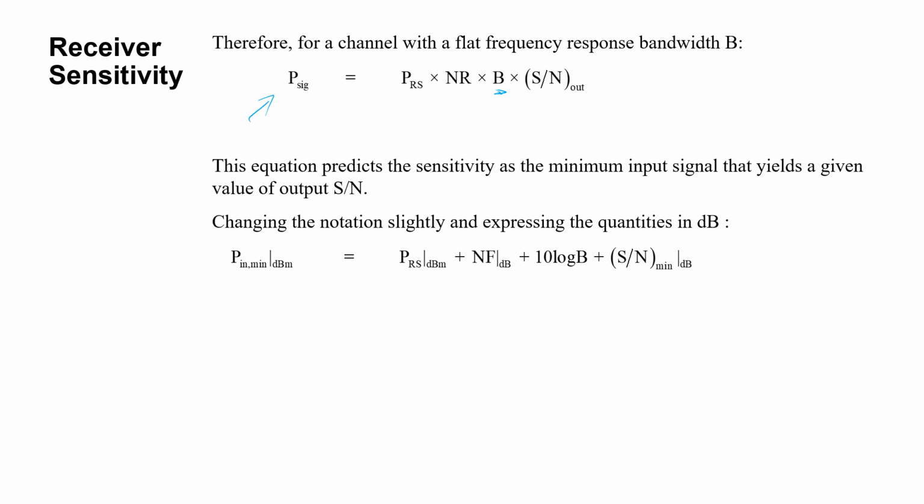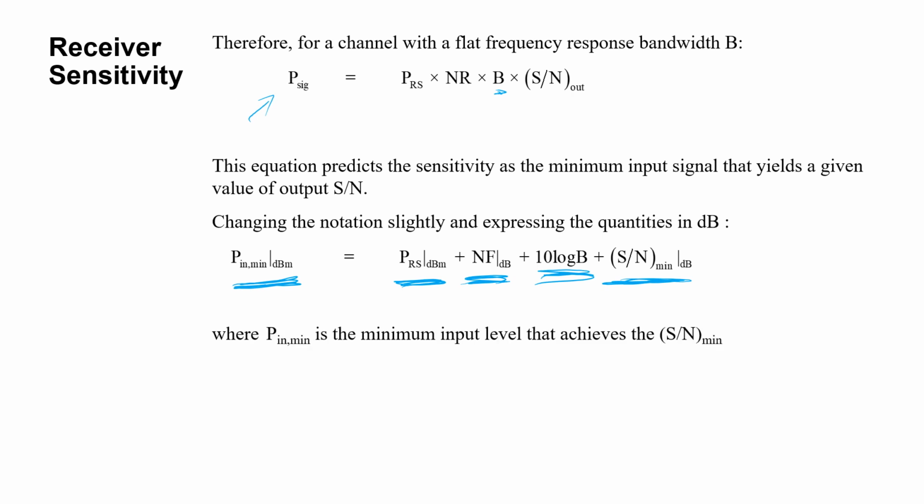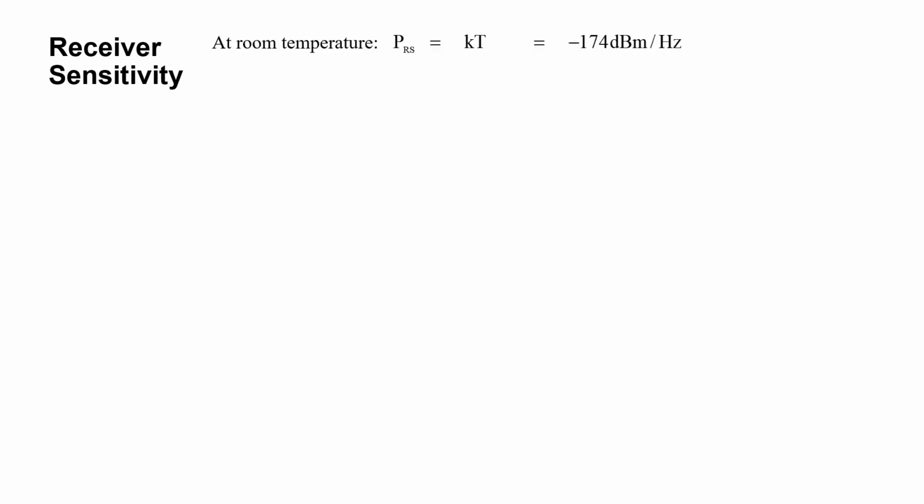Changing the notation slightly and expressing the quantities in dB, P in minimum, the required power at the input of a receiver, is actually equal to the noise power in dBm plus the noise figure of the receiver plus 10 log bandwidth plus the output minimum signal to noise ratio that is required for us to make sense out of a signal, where P in minimum is the minimum input level that achieves the required signal to noise ratio at the output of the receiver. B is expressed in hertz, that we already know.